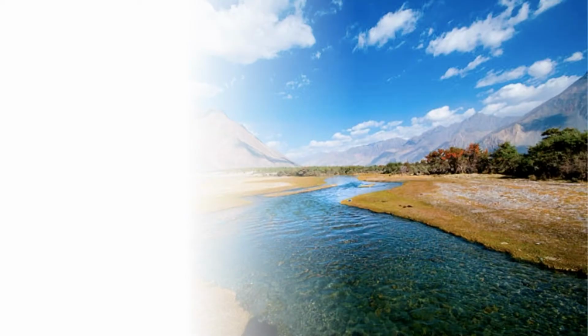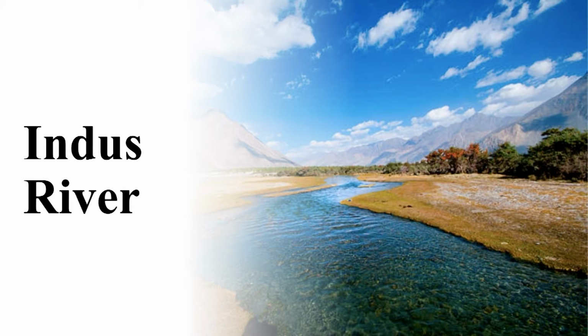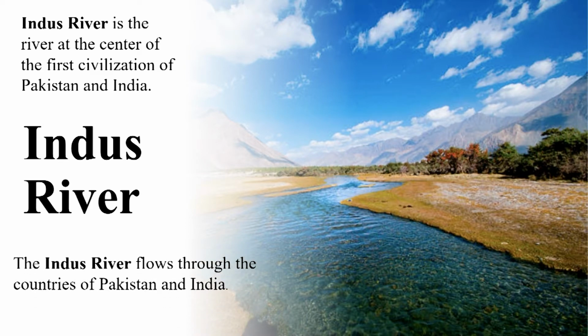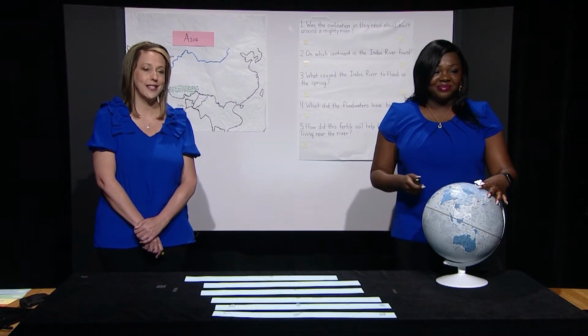Our next word, Indus River. Repeat after me, Indus River. Indus River. The Indus River is a river at the center of the first civilization of Pakistan and India. Let's use it in a sentence. The Indus River flows through the countries of Pakistan and India. Miss Tiffany, can you locate the Indus River on the globe? I can. The Indus River, it runs down the middle between Pakistan and India. Excellent job.